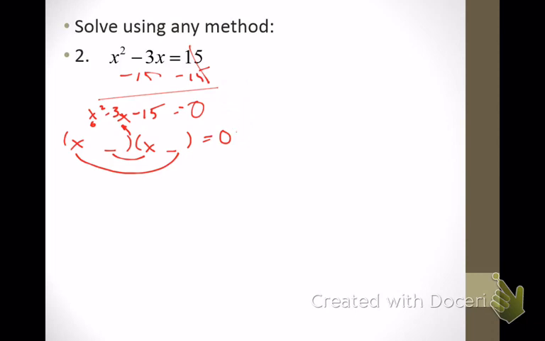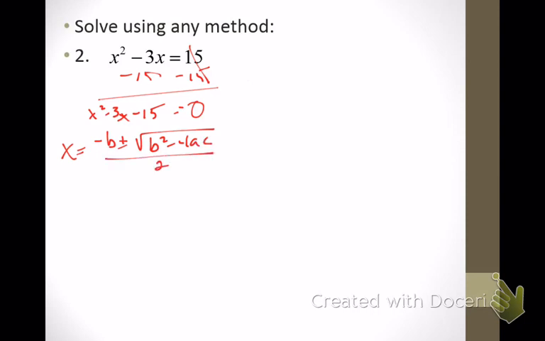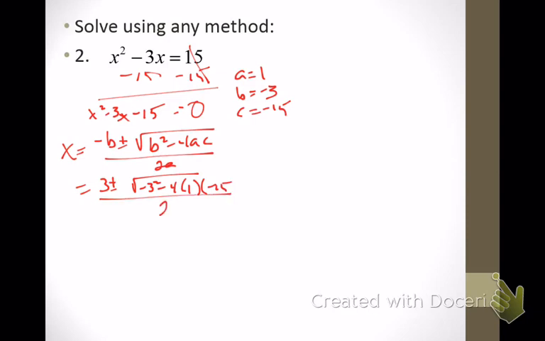So now I have to go and use the quadratic formula, which is unfortunate because it's kind of a long thing, right? But the quadratic formula, which you need to know, is opposite b plus or minus the square root of b squared minus 4ac all over 2a. Now, a here is 1, b is negative 3, and c is negative 15. And so we plug this in and we go. So 3 plus or minus the square root of negative 3 squared minus 4 times 1 times negative 15, all over 2 times 1.